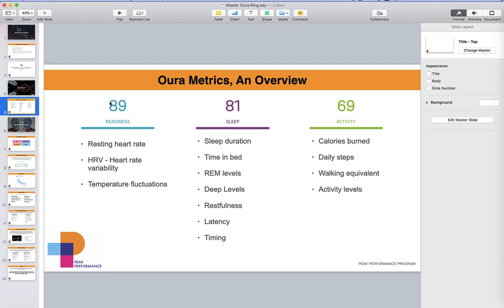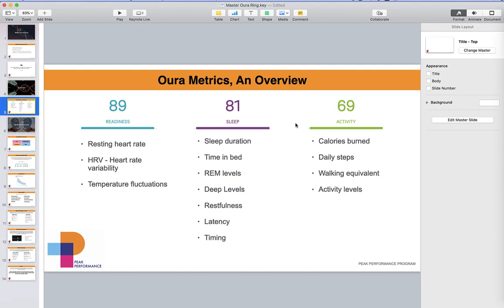Now, in your readiness tab, this includes your resting heart rate, your HRV, and your temperature fluctuations. In the sleep category, it covers your sleep duration, your time in bed, your REM levels, your deep levels, your restfulness, latency, and timing. Now, for those who don't know, latency is how long it takes for you to fall asleep, from when you get in bed to when you actually fall asleep. And activity is calories burned, daily steps, walking equivalent, and activity levels.